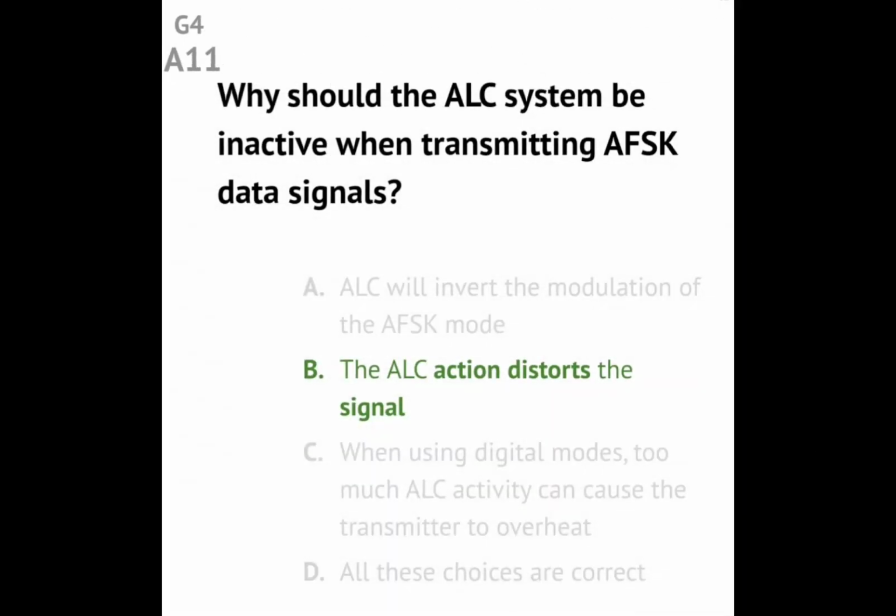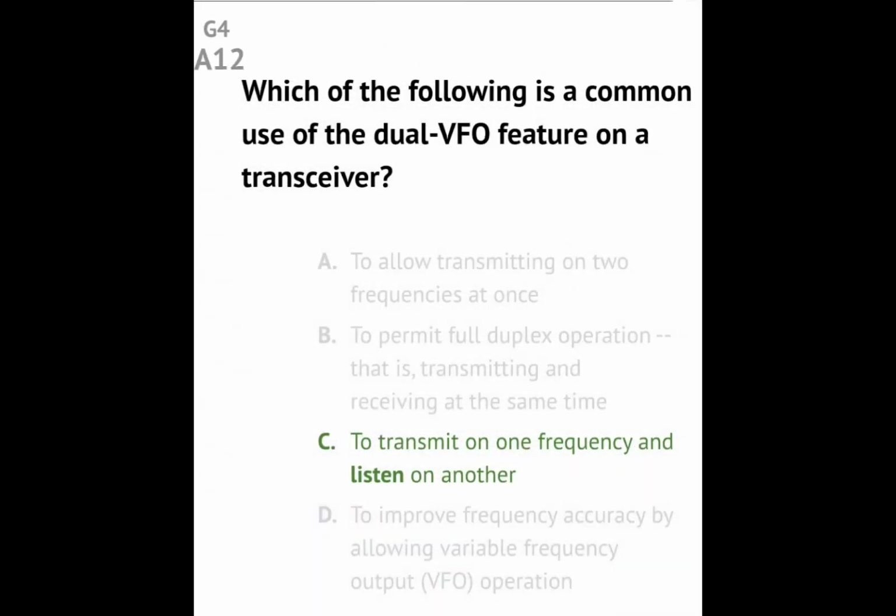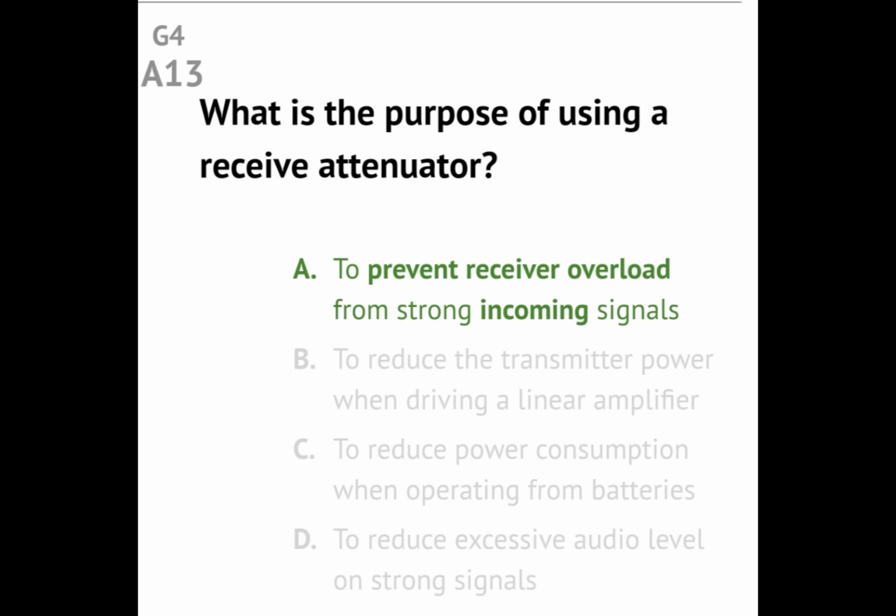Question G4A11. Why should the ALC system be inactive when transmitting AFSK data signals? Answer: the ALC action distorts the signal. Question G4A12. Which of the following is a common use of the dual VFO feature on a transceiver? Answer: to transmit on one frequency and listen on another. Question G4A13. What is the purpose of using a receive attenuator? Answer: to prevent receiver overload from strong incoming signals.